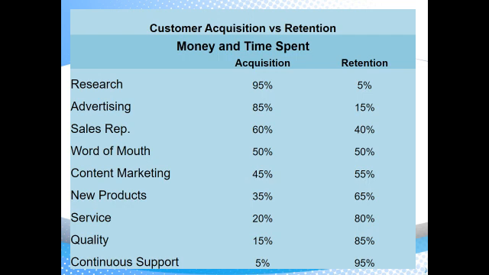Now let's look at a chart that shows money and time spent to acquire or to retain customers. So the first aspect we will look at is research, research being product development or survey. And here you can see very clearly that research is used mostly to acquire customers. The same thing can be said about advertising, where it's 85%. And here, very surprisingly now, is the sales rep, which is down to 60%, where this used to be a lot higher. But today, sales reps are also used to retain customers.